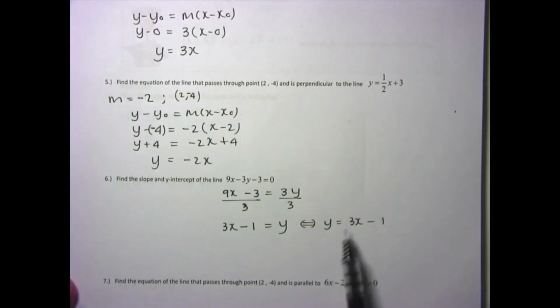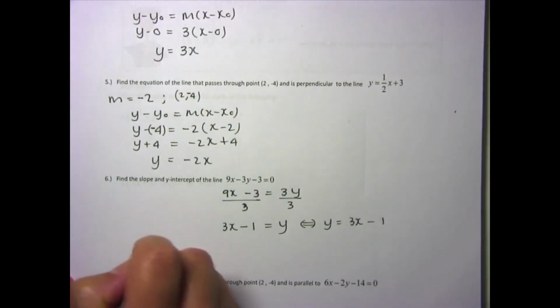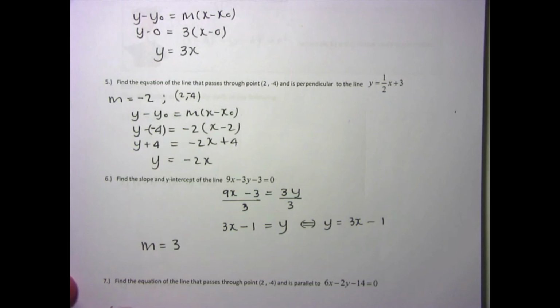We can then see that the slope is equal to 3, right? And the y-intercept will be equal to negative 1.